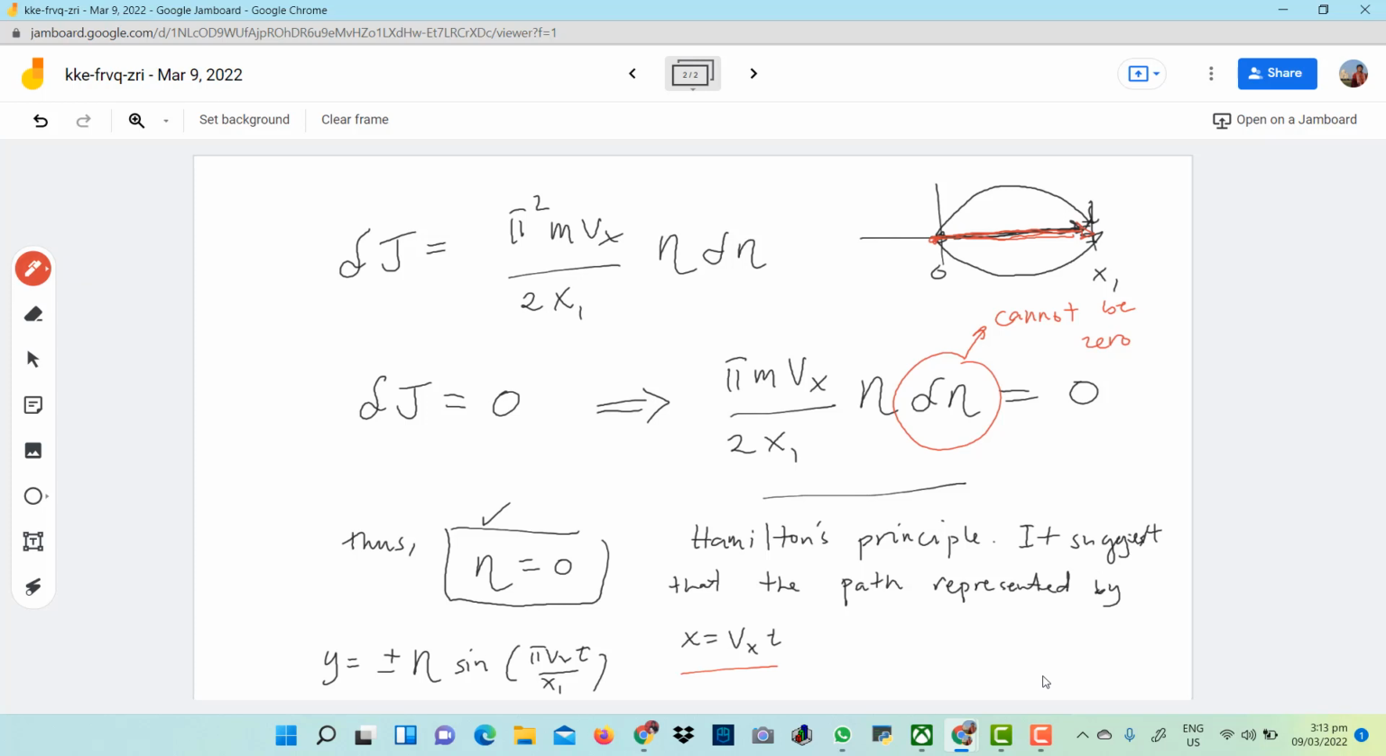So this will be the actual path, not the sinusoidal function of path. Not this one, also not this one here. The actual or true path will be this straight line from 0 to x1. So y is just equal to 0, because your eta must be equal to 0. So we prove by Hamilton's principle that there will be no amplitude. Eta is equal to 0.